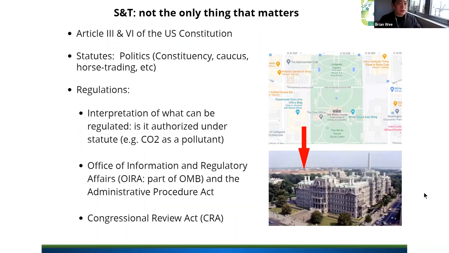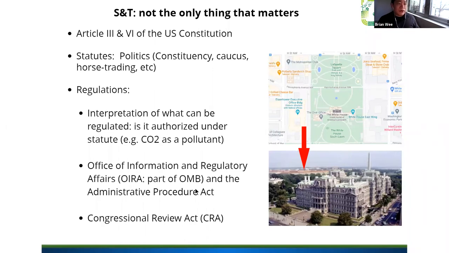Let me just quickly blow through this, because we are really running short of time. Let me talk about this part about regulations, where most of your science is captured: the interpretation of what is regulated and what is authorized by Congress in statutes, right? The prime example being CO2 as a pollutant. That interpretation of statutes is left up to the agencies. This was during the Obama years, when CO2 was considered by EPA to be a pollutant. That was ruled by the Supreme Court to be legal. The agencies have the authority to interpret what is supposed to be regulated under them. So this is where the role of Article 3, the judiciary, comes into play in adjudicating these very messy, very complex issues.